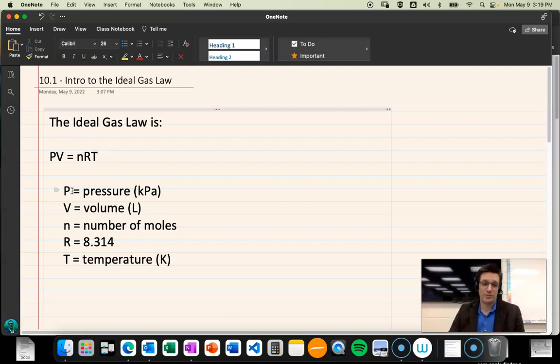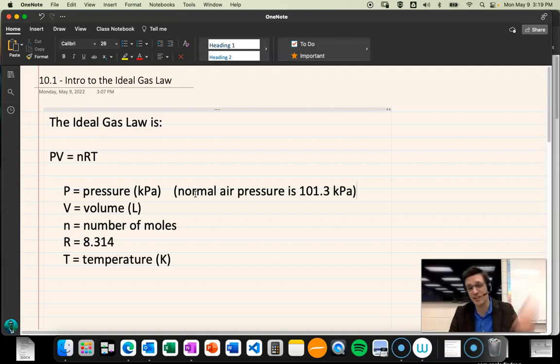So, a couple things about units. Pressure, the international unit of pressure is the kilopascal, okay? Just to give you an idea of what a kilopascal is, normal air pressure is 101.3 kilopascals. Honestly, I have no idea where kilopascals came from or what that unit is based off of, why air pressure is 101.3. It's kind of a weird number, but there it is. So about 100 kilopascals is the normal pressure that you experience in life. Anything higher than that is higher pressure, and anything lower is, obviously, lower.